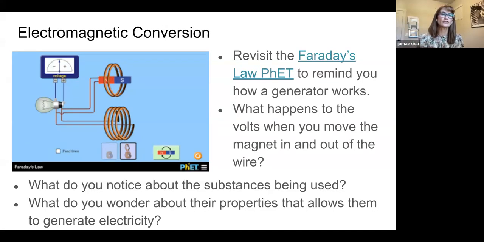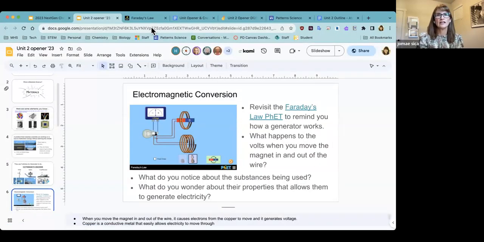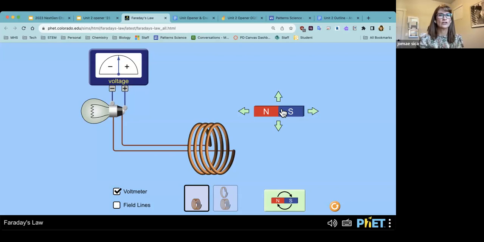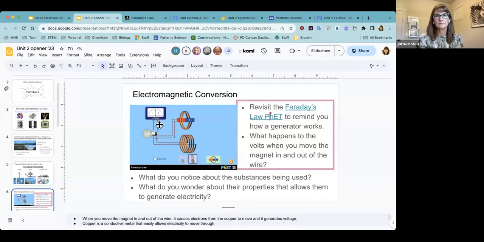In physics, they use this very simple PhET. Feel free to click on the link here so that you can experiment with it yourself. What we want students to do inside of this PhET is turn on the voltmeter, and then take the magnet and move it inside the coil of the wire. Once they've done that, they can either flip the magnet back and forth or manually move the magnet back and forth. What we want to know is, when we move that magnet in this coil, what happens to the voltage? That's really what we want to be looking for. So take a moment to play with the PhET there.